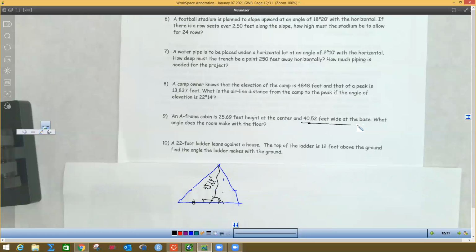It's 40.52 feet wide at the base. So from here over to here is 40.52 feet. The whole base is 40.52 feet. What angle does the roof make with the floor? In other words, we're looking for an angle right here.